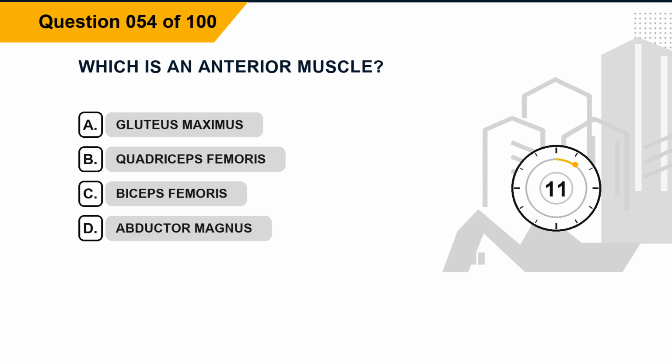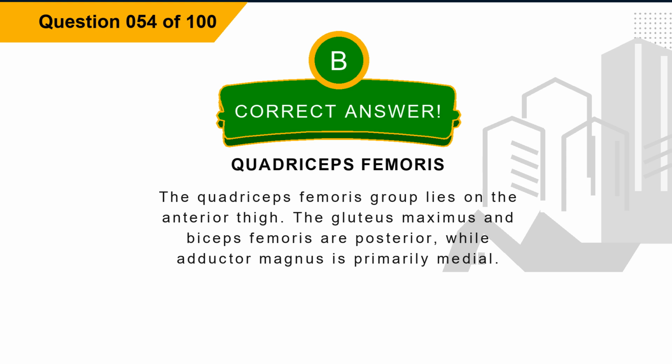Question 54. Which is an anterior muscle? Option A, gluteus maximus. Option B, quadriceps femoris. Option C, biceps femoris. Option D, adductor magnus. The correct answer is option B, quadriceps femoris. Explanation: the quadriceps femoris group lies on the anterior thigh. The gluteus maximus and biceps femoris are posterior, while adductor magnus is primarily medial.